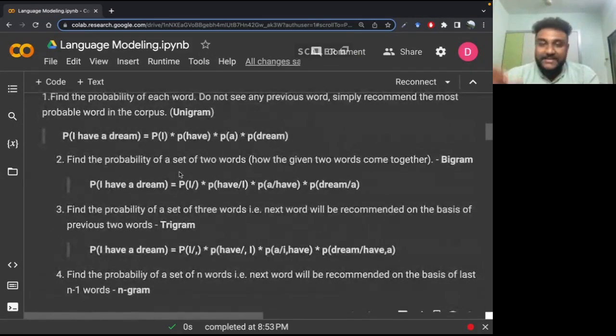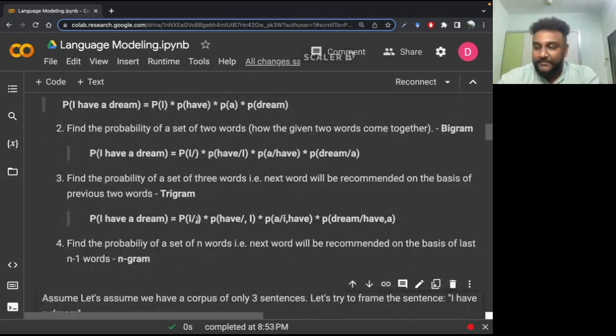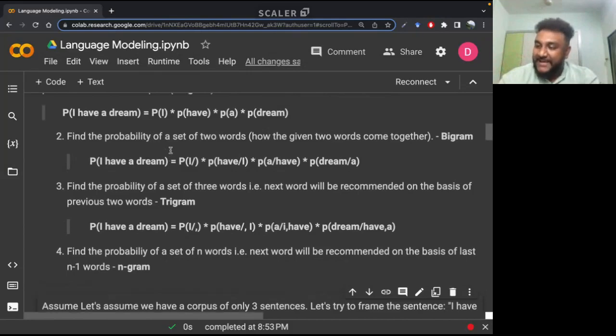In the bigram case, I will take 2 words at a time, right? So P of I have a dream will now become P of I given blank, P of have given I into P of a given have into P of dream given a, right? This is the bigram thing. So here N is equal to 2. Similarly, for the trigram, it becomes P of I given blank, comma blank, P of have given blank, comma I, P of a given I, comma have, and P of dream given have, comma a. So essentially, this is how breaking down the n-gram probability works.